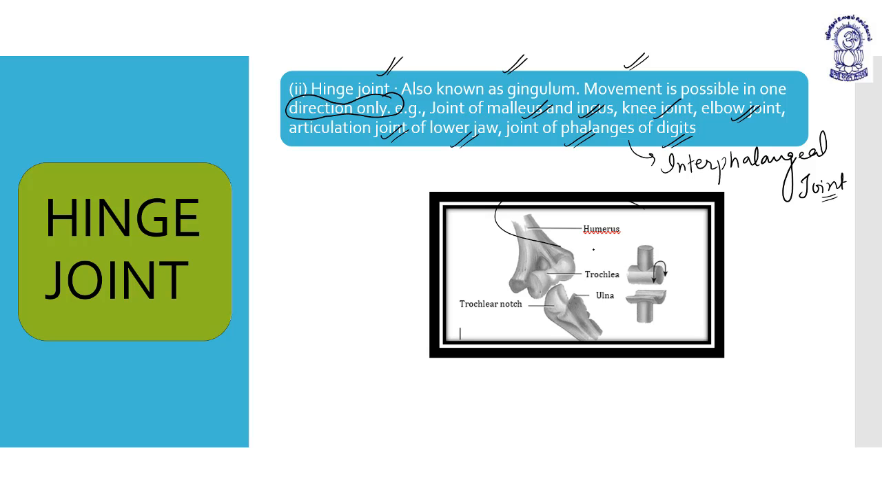You can see this is the humerus, shaft of humerus. This is the medial protuberance, lateral protuberance. This is the trochlear part having the trochlear notch. This trochlea is basically attached to here. This is the trochlear notch. This is the trochlear fossa. This is the ulna. This is a type of hinge joint.